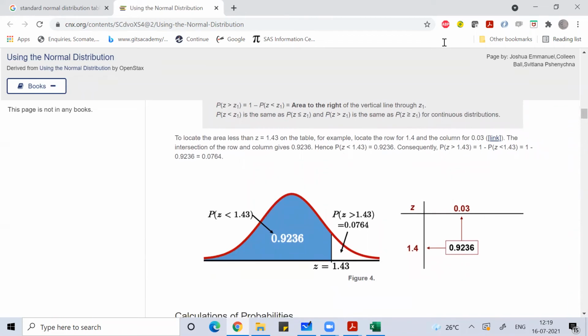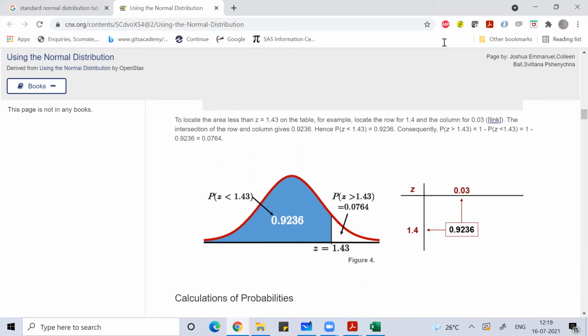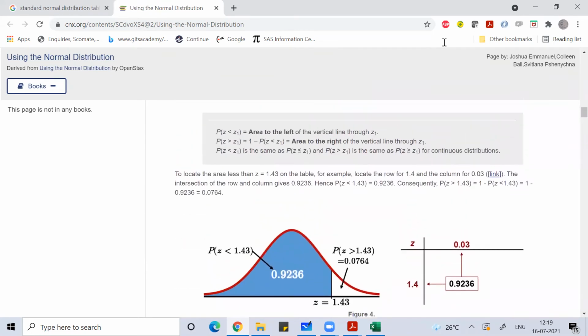So this is 0.9236, which corresponds to 1.43. That area you can see. So they have given you how you have to find the value.